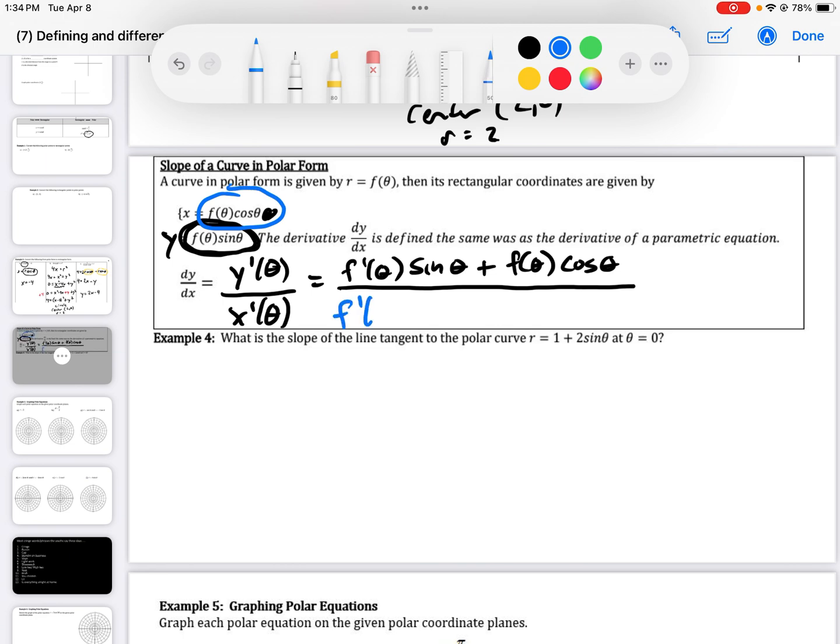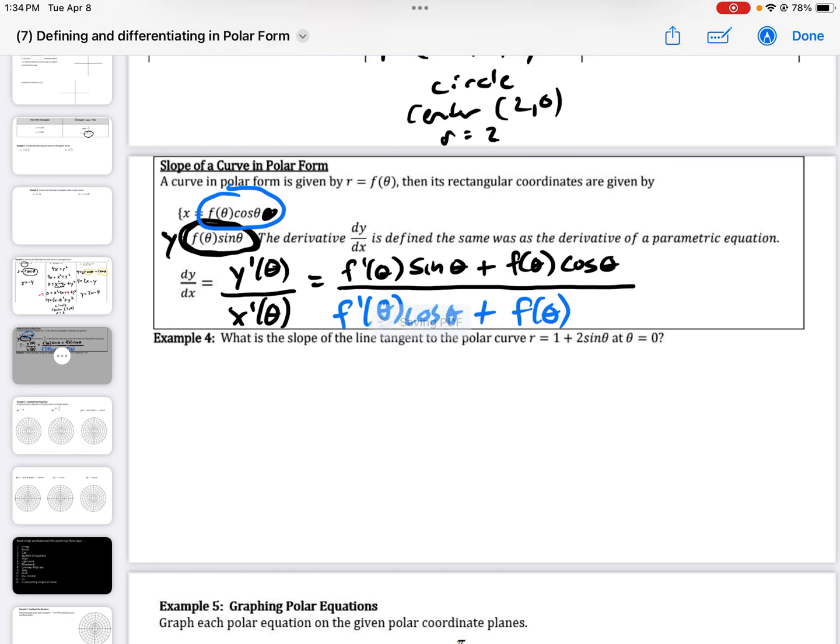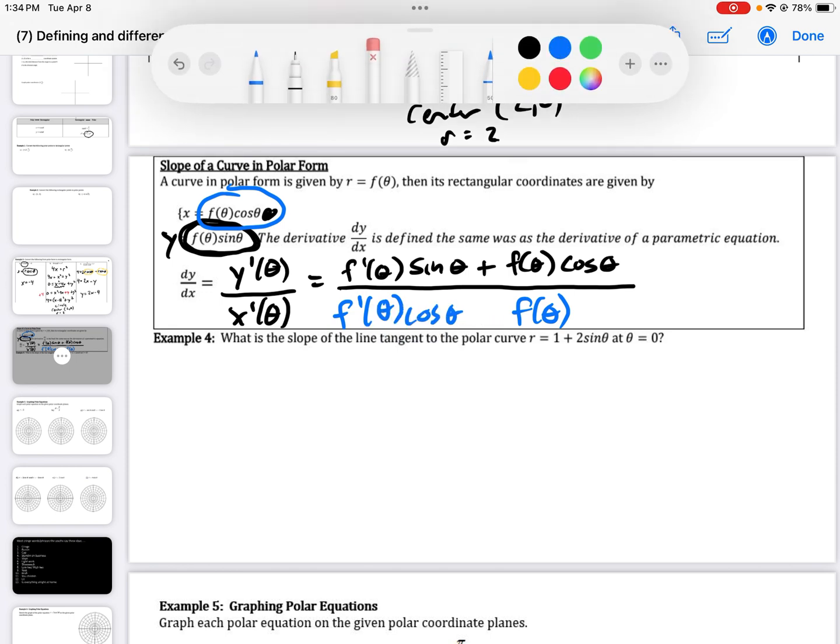So product rule again. The derivative of the first term, so f prime of theta, times the second term, plus the first term times the derivative of the second term. But the derivative of cosine is negative sine. So I'm going to make this a negative here.